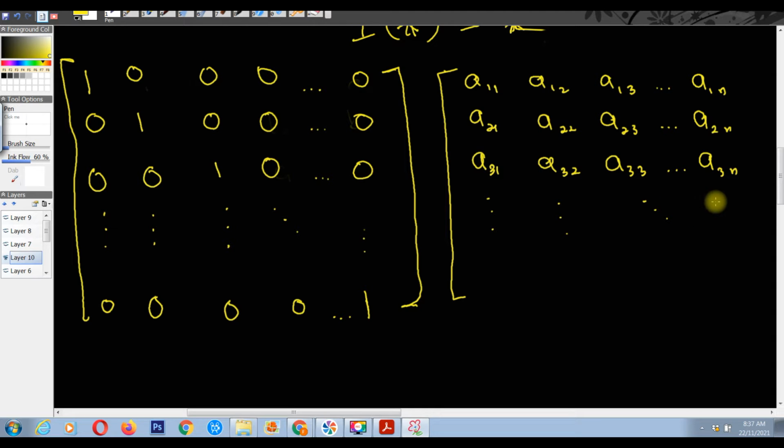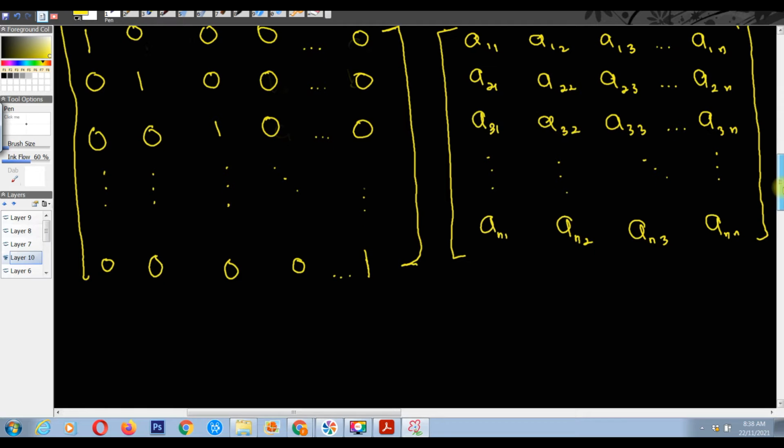So it is similar, but with some numbers inside there. We will have An1, An2, An3, and then Ann. So this is the n by n identity matrix times an n by n matrix. So we try to solve this.